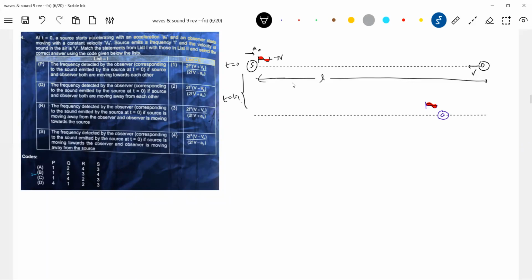So can we calculate this particular t1? So what is t1? You can write. What is the t1? Time taken by the first pulse to reach the observer.